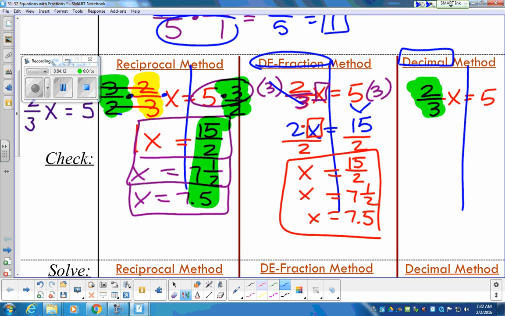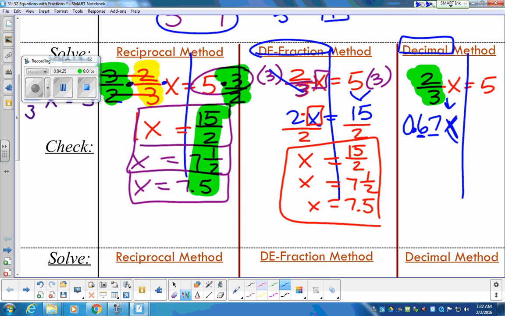We'll round to the nearest hundredth. It's 0.6666666, repeating to infinity. We're going to round it to the hundredths place, so it's 0.67. If we haven't used it, drag it down. There's a variable x. We have a 5 on the right-hand side.